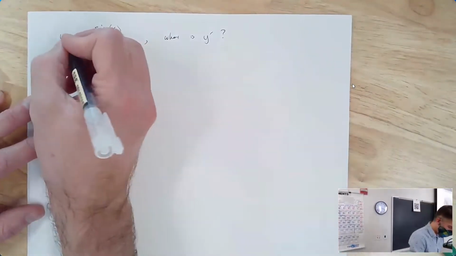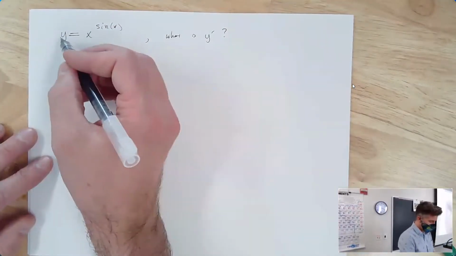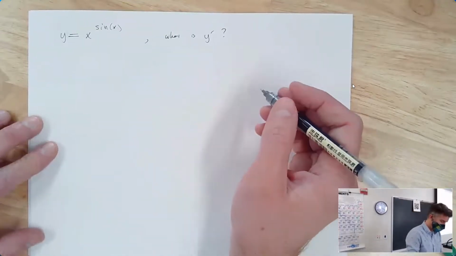Great. Well, someone was nice. They wrote it in the way where I already know I'm supposed to probably take the natural log of both sides because I've got a y equal to a function to a function. So let's take the natural log of both sides.